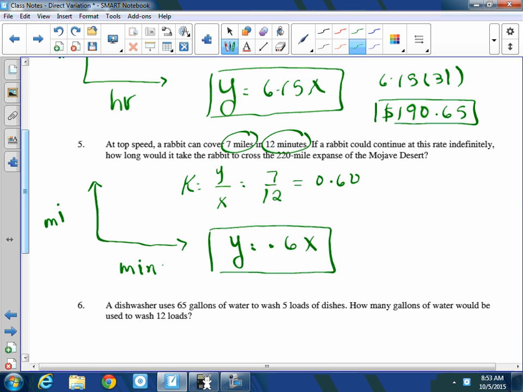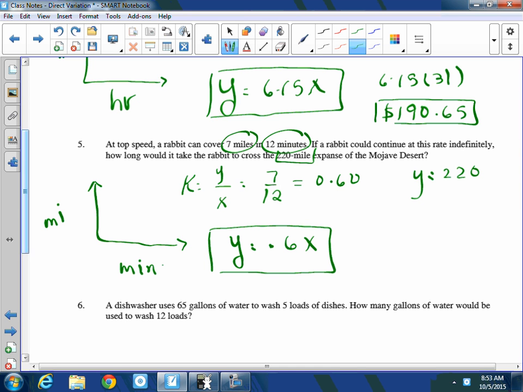All right, now it says, how long will it take the rabbit to cross 220 miles? Now, is that my y or is that my x? Y. So y equals 220. There you go. See, if you organize your thinking, and I know it's a lot of steps, but if you do it like this, you will never get it wrong.